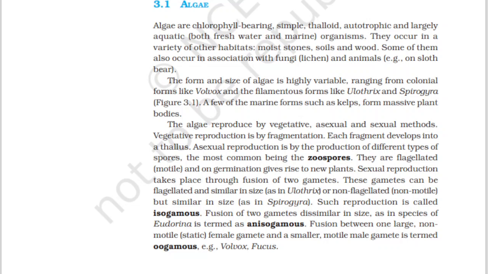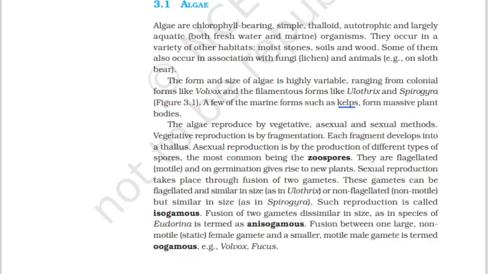The form and size of algae is highly variable, ranging from colonial forms like Volvox and the filamentous forms like Ulothrix and Spirogyra. So we'll see in the images. A few of the marine forms, such as kelps, form massive plant bodies.